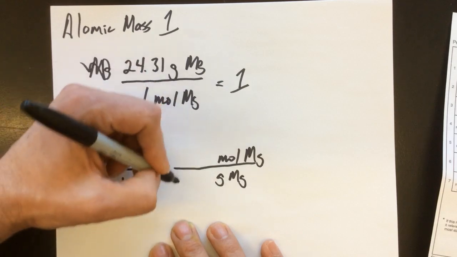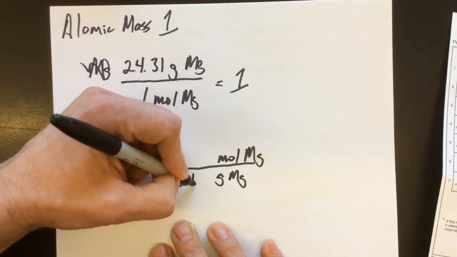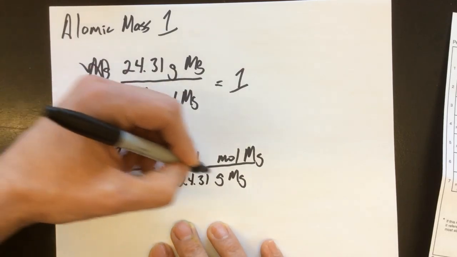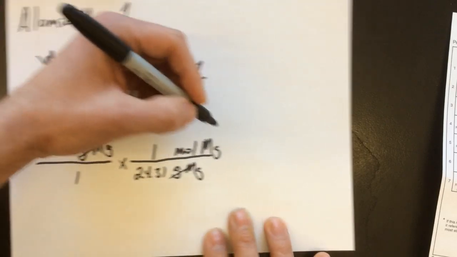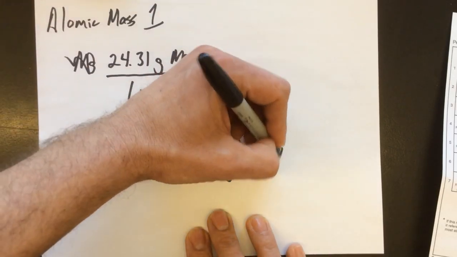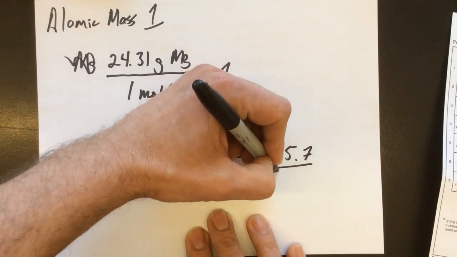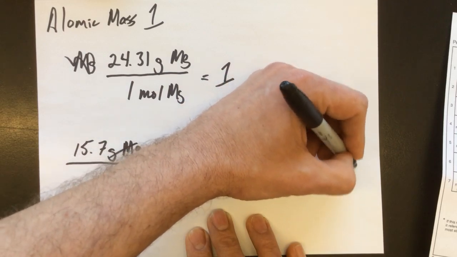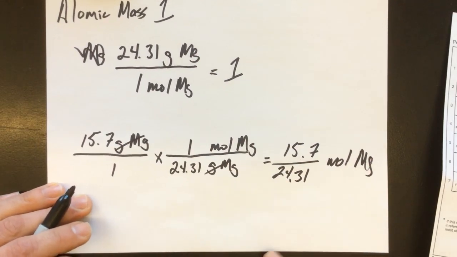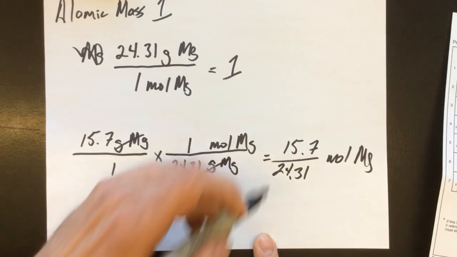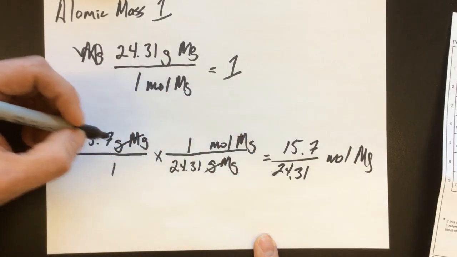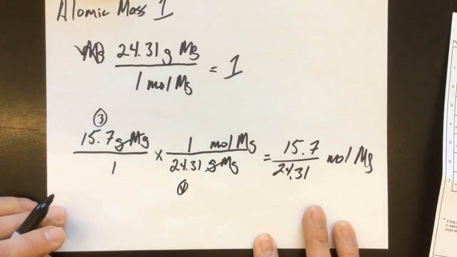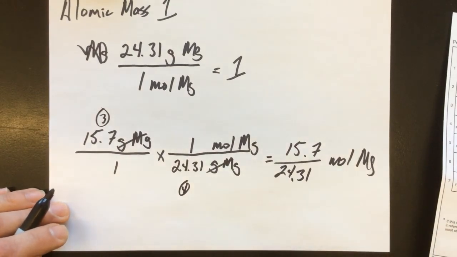So I put the 24.31 grams in 1 mole. And then the grams of magnesium cancel, and I should end up with an answer that is 15.7 divided by 24.31 moles of magnesium. And again, you can just put that in your calculator and recognize that when you do that, the answer should have 3 significant figures because this has 3, that has 4. This is multiplication, division. Keep the smallest number of significant figures.